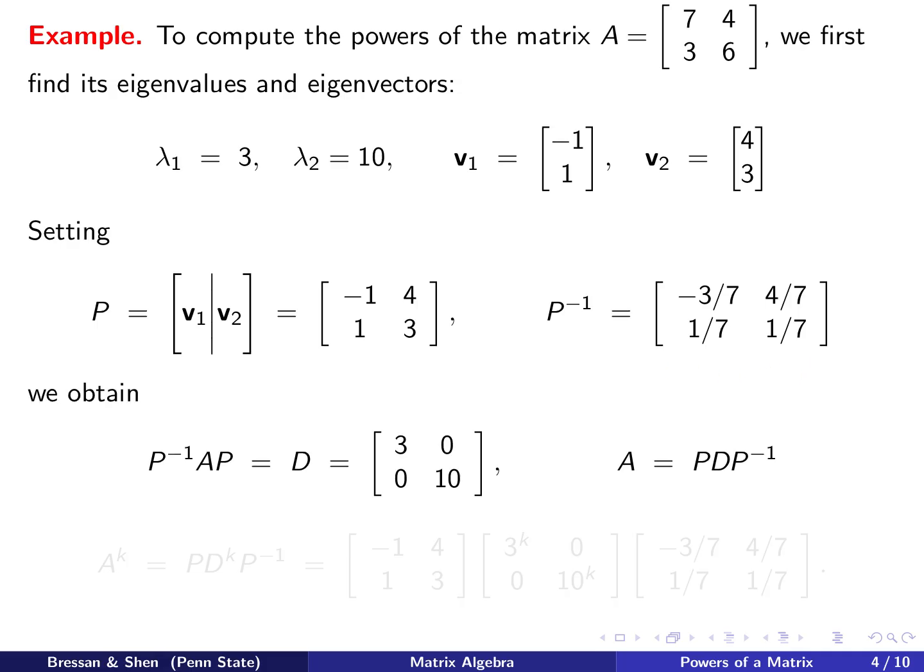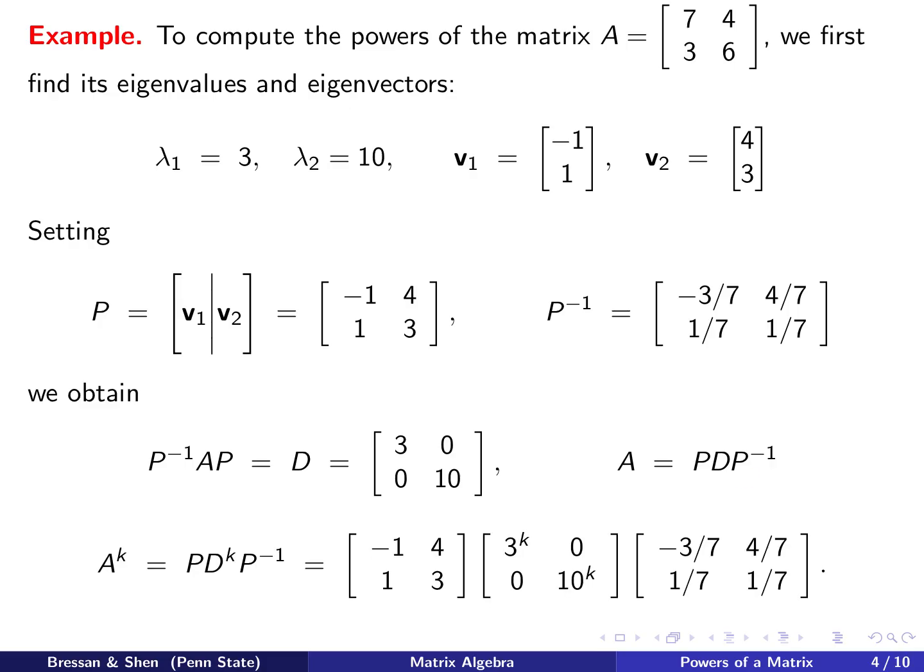So this tells us that if we compute P inverse times A times P, we'll get a diagonal matrix, let's call it D, which will have the corresponding eigenvalues on the diagonal, so it's 3 and 10. Furthermore, this shows that A would be P times D times P inverse. Now we're ready to compute A to the power of K, which will be P times D to the power K and P inverse. And let's put in all those matrices and write it out, and this is what we get.